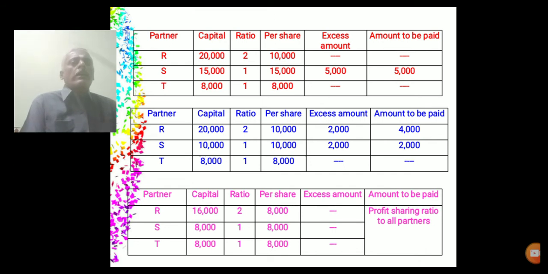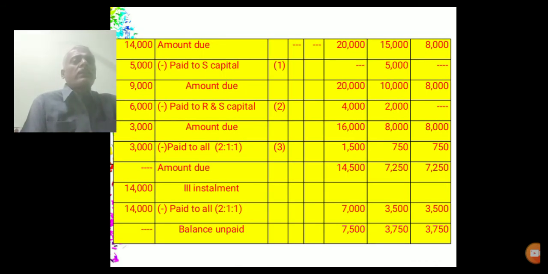We have to compare the R capital per share with the S capital per share. S has 5,000 more than R. So in the excess amount column, 5,000 should be entered. Amount to be paid is 5,000, because the capital per share is 1 into excess amount 5,000. So 5,000 should be paid to S. Again come to the main statement. Amount due 20,000, 15,000, 8,000. Amount available 14,000. So first 5,000 should be paid to S.